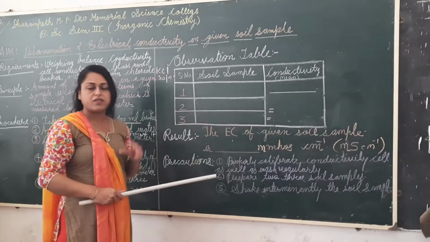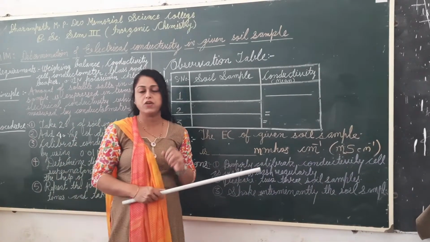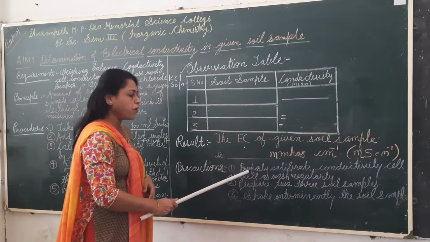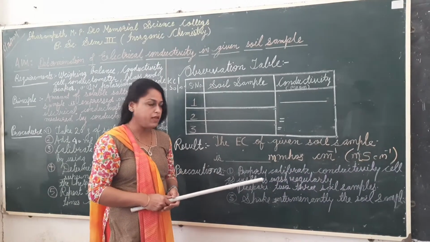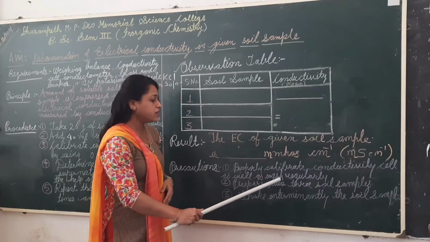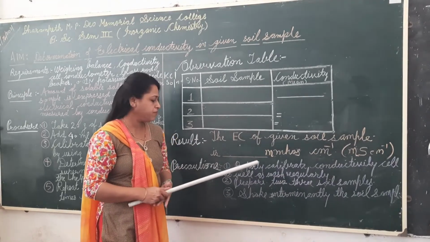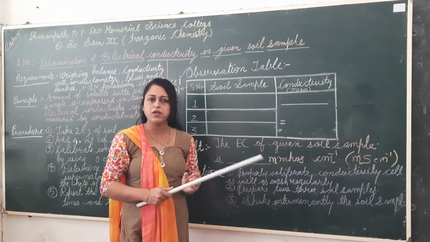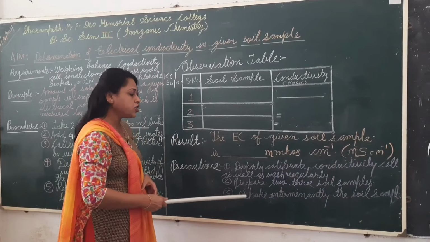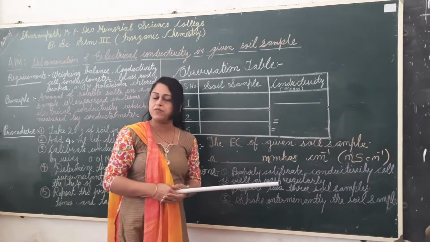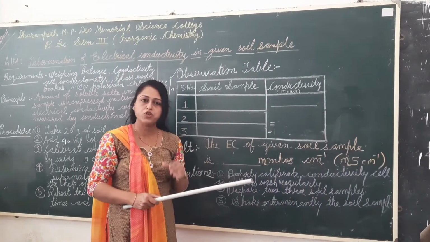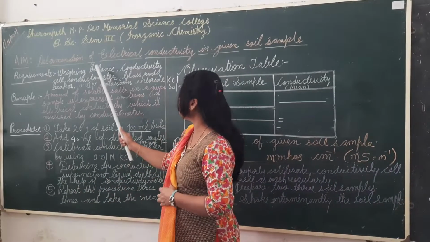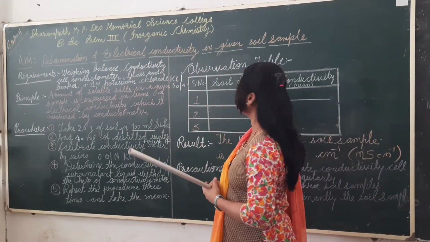One more point I want to discuss here is precautions. There are some important precautions we have to take while performing the experiment. The first precaution is to properly calibrate your conductivity scale, as well as wash it every time. The second precaution is to prepare 2 to 3 soil samples for the different readings, and the third is to shake the soil sample intermittently whenever we are taking the reading of conductivity.